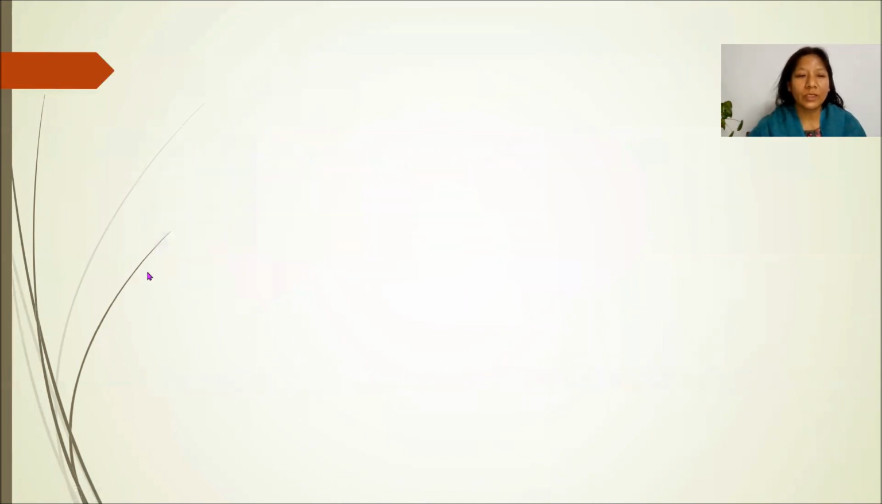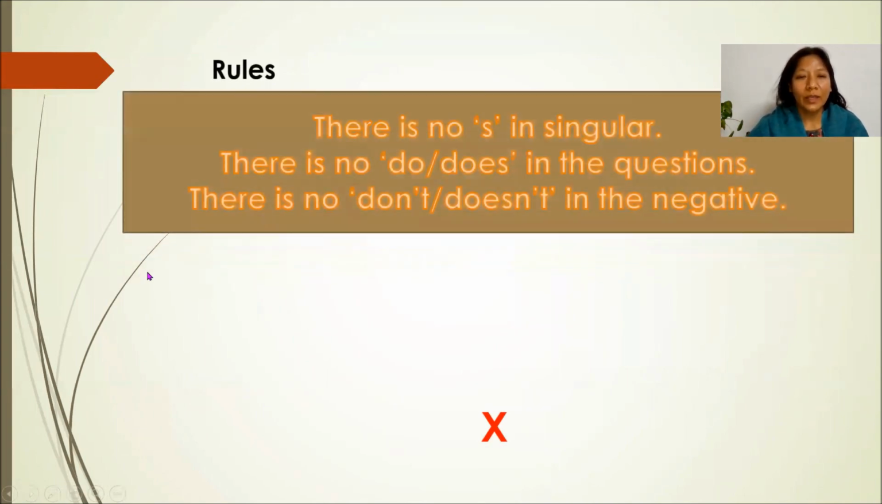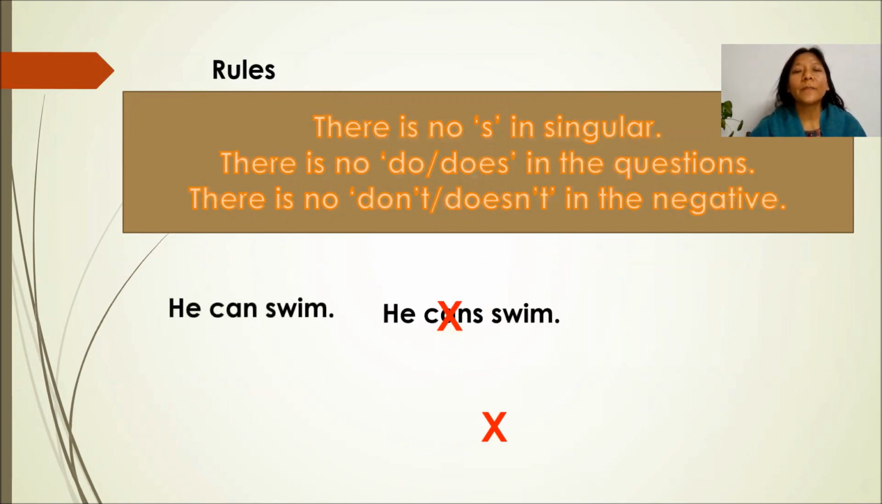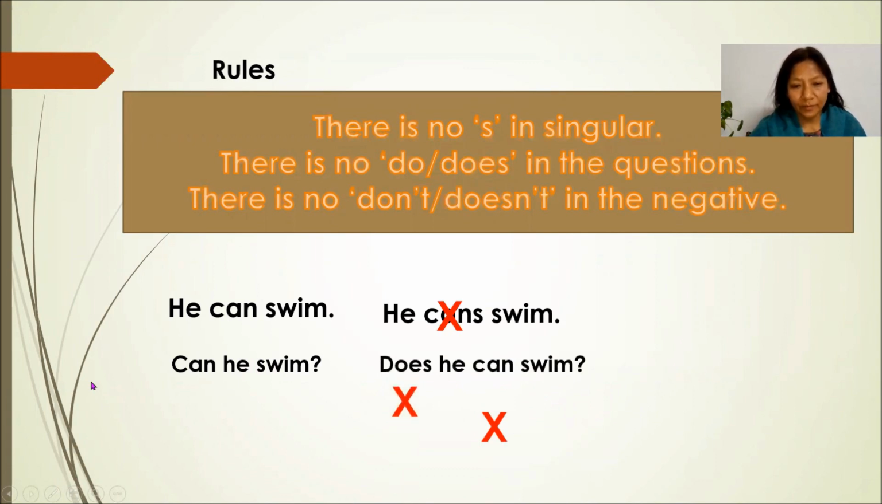Now some rules about modal verbs. There is no s in the singular. Generally we add s to make the verb singular, but here we don't. So, he can swim, not he cans swim. We don't add s to the modal verb. In the same way, can he swim? This is a question. Generally we use do or does to make questions, but here we say can he swim, not does he can swim. This is wrong.